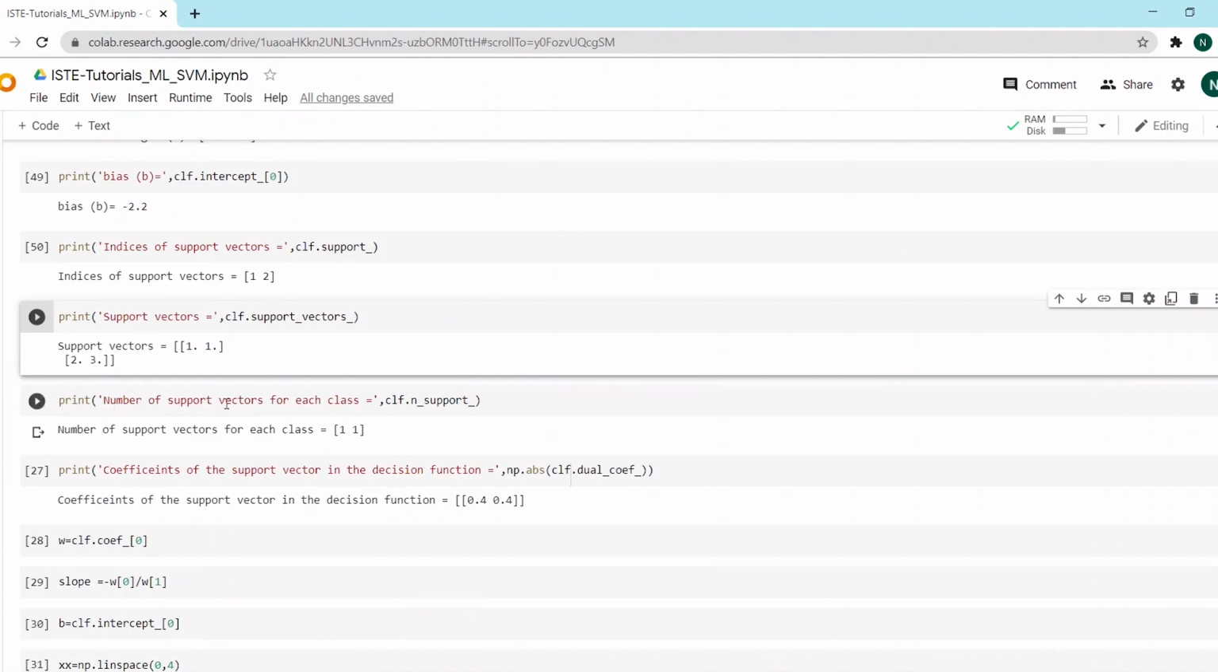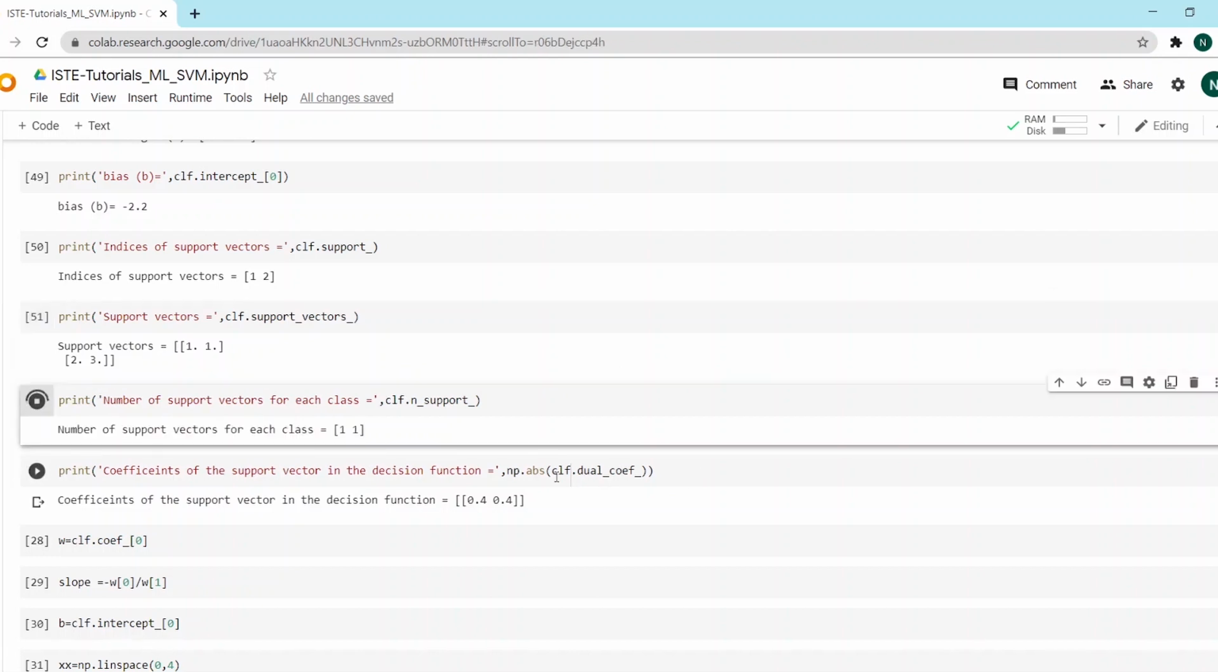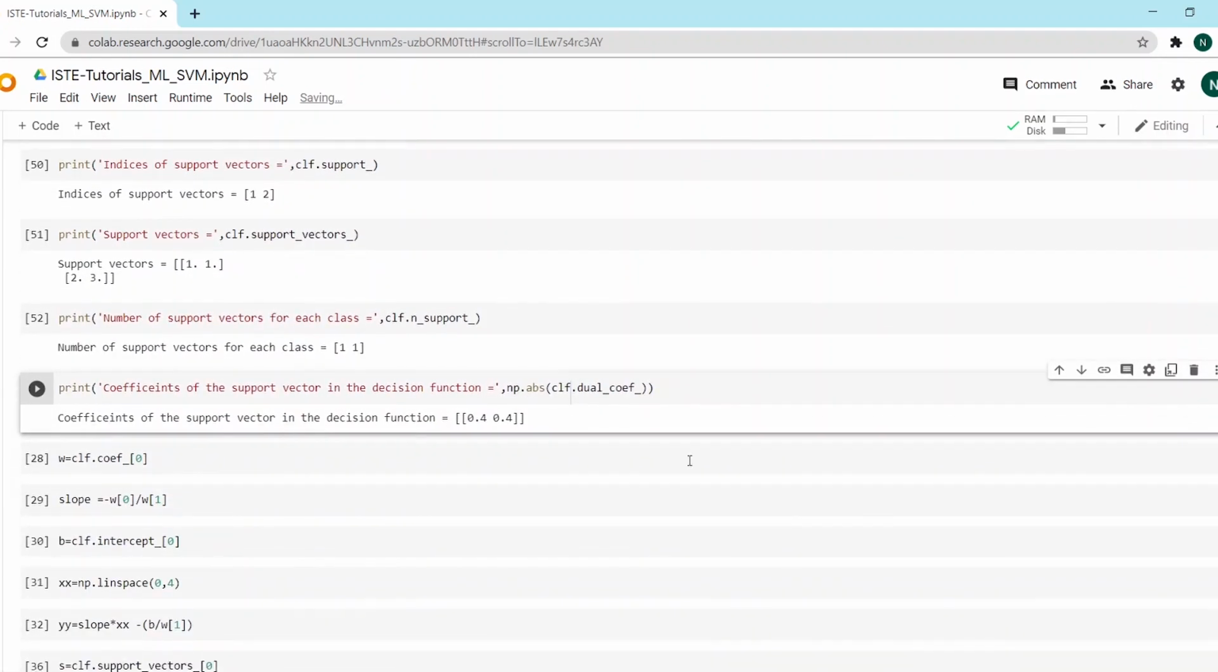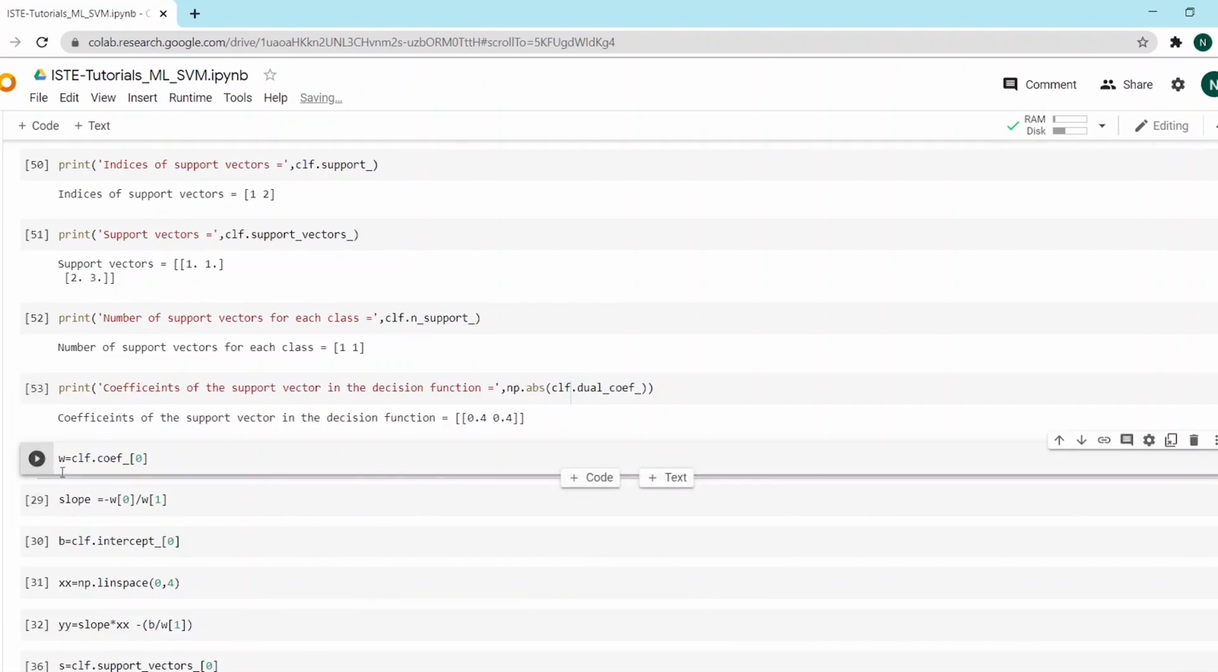Now the number of support vectors for each class is 1 comma 1, but still we are going to run this. Now the coefficient of the support vector in the decision function, we find it as np dot absolute clf dot dual coefficient. Now the weight is obviously clf, that means the model name, dot coef 0.